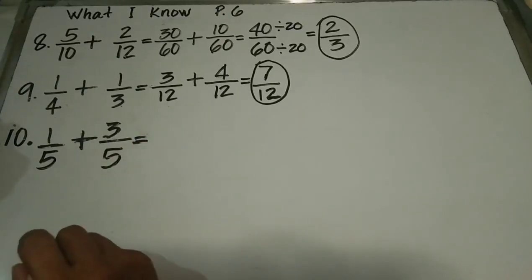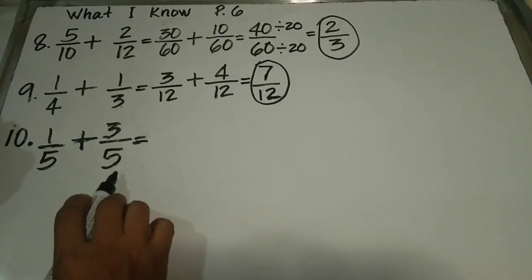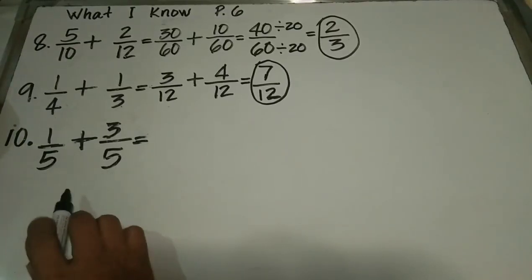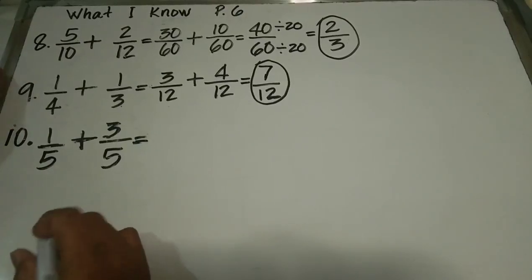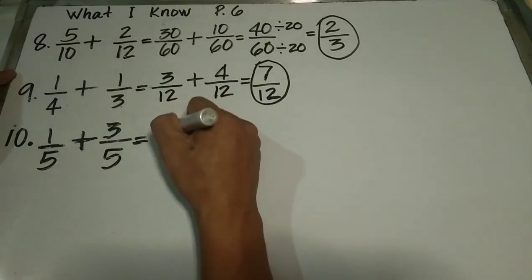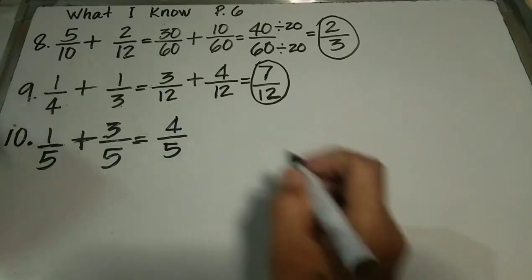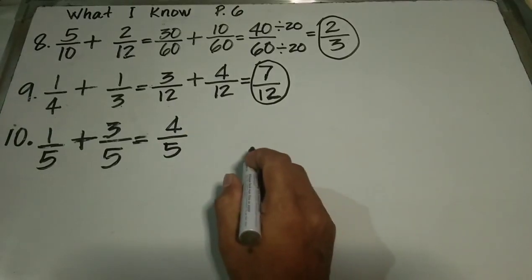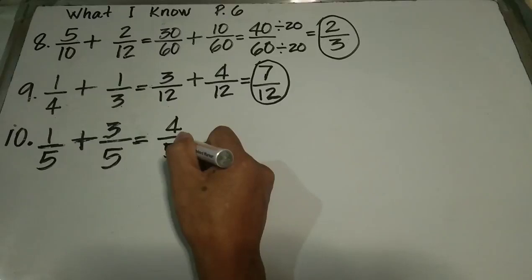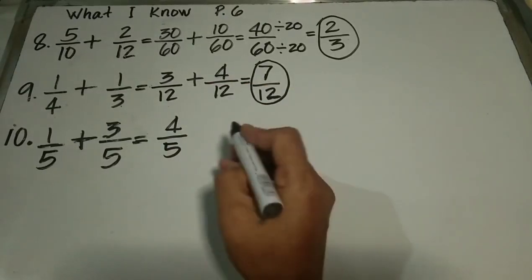Number 10. 1/5 plus 3/5. If you look at the denominators, they are the same. So these fractions are similar fractions. So there is no need to find the LCD. We will just simply add the numerators, then bring down the common denominator. This is rule number 1. So the fraction is now in the lowest term because one of the numbers is 5, which is a prime number.